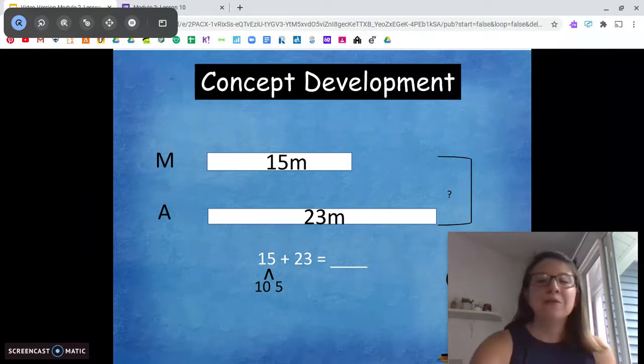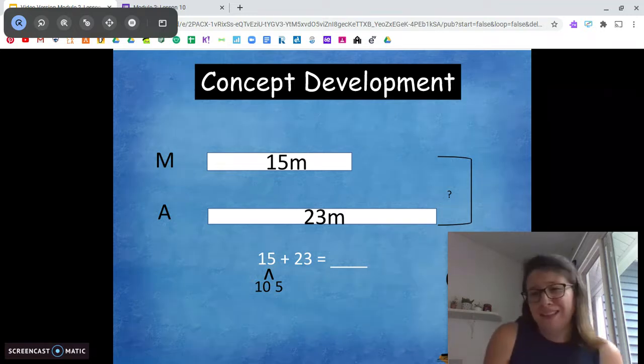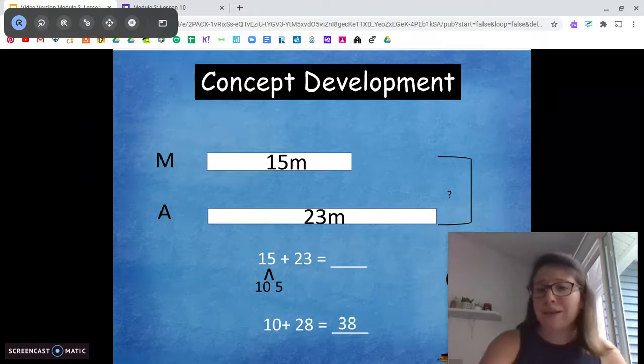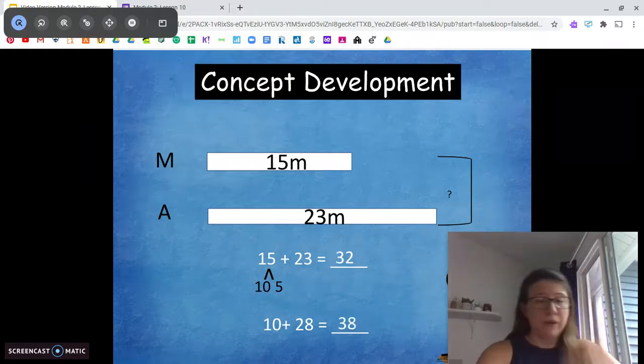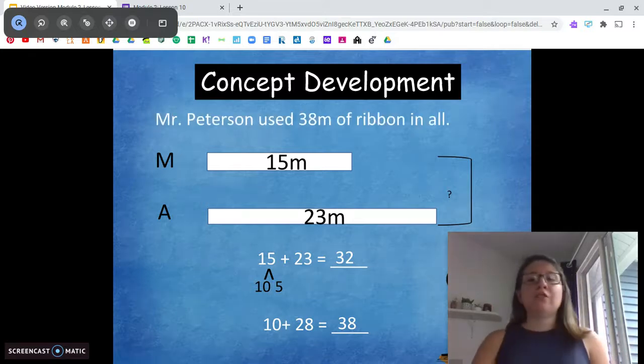Ready? Okay, so if we add 15 plus 23, we can break down 15, decompose it into our 10s and 1s. That makes it easier for us to add. So we can do 23 plus 5, get to 28, just add in those extra 10, easy peasy lemon squeezy. 38, the answer is 38, we got it. So we know Mr. Peterson used 38 meters of ribbon in all.